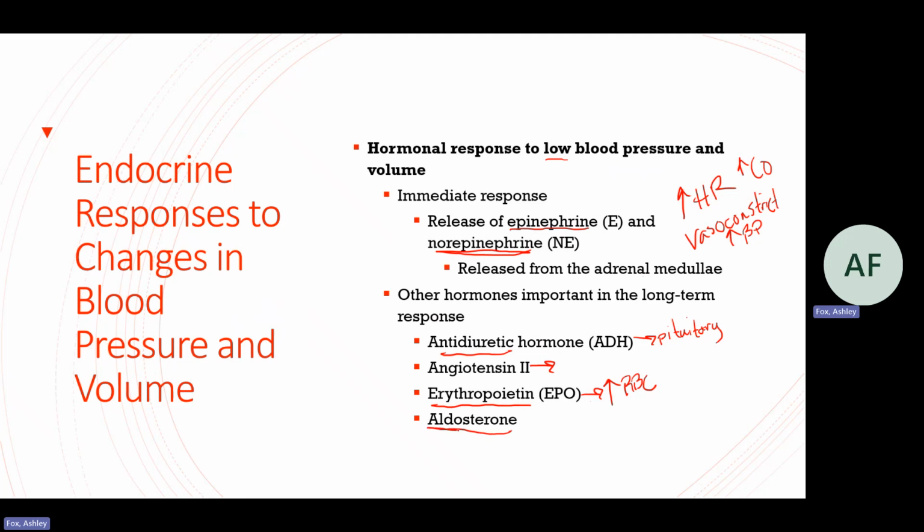Aldosterone is another one that is released by your adrenal glands, and we'll talk about it. That is going to increase your sodium retention in your kidneys. And we're going to talk about this a lot more when we get to the kidneys and the endocrine system.